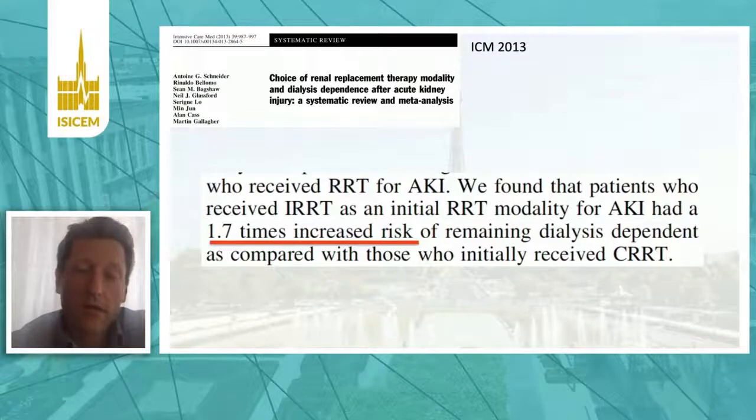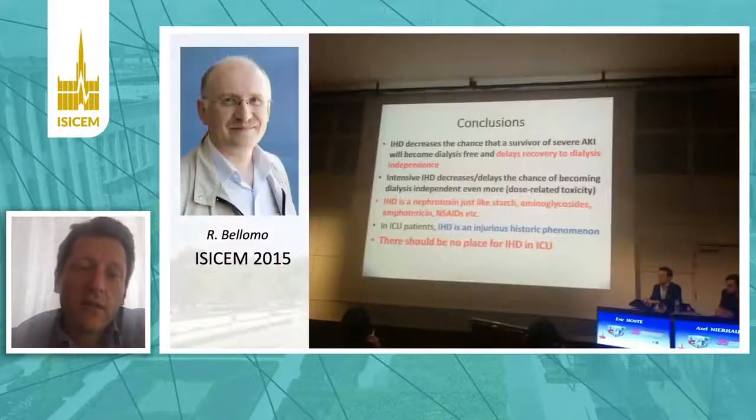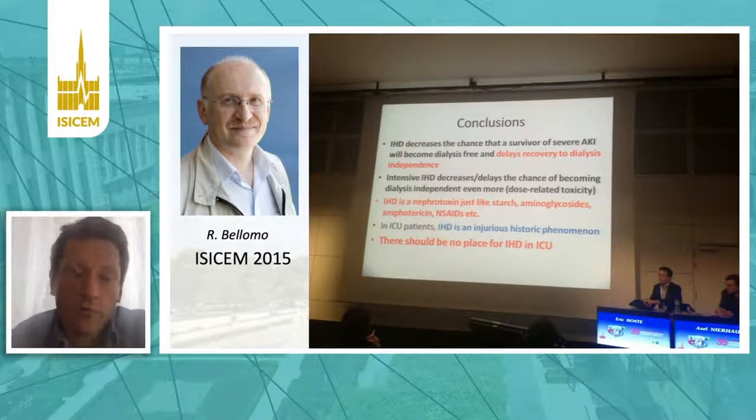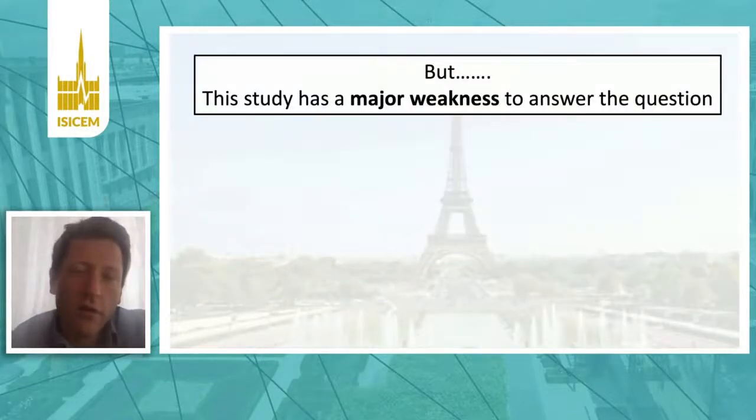This is a very important result, and that explains this slide from the ISICEM 5 years ago. I was a very young PhD, and I was at the ISICEM, and Rinaldo Bellomo, an expert in the field, said that intermittent hemodialysis is a nephrotoxic agent, such as starch, aminoglycoside, or amphotericin. And there should be no place for intermittent hemodialysis in ICU. After 5 years, I'm not sure about this conclusion, because this study has a major weakness in answering the question.